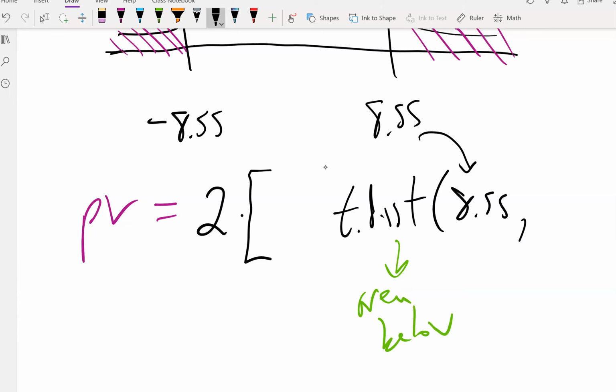Remember, if you're going to use t dot dist, you need to have degrees of freedom lined up and comma 1 to let it know to integrate. You will always have a comma 1 or true back there, okay? Degrees of freedom is n minus 1.